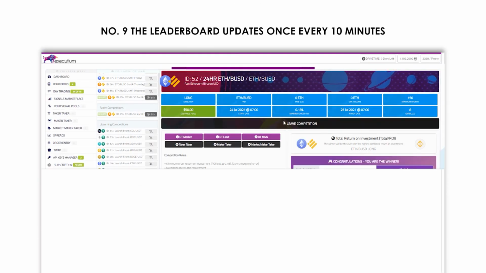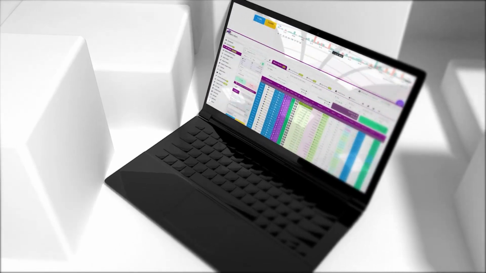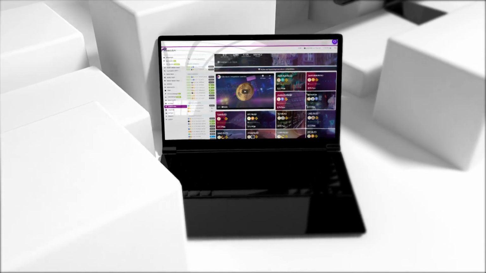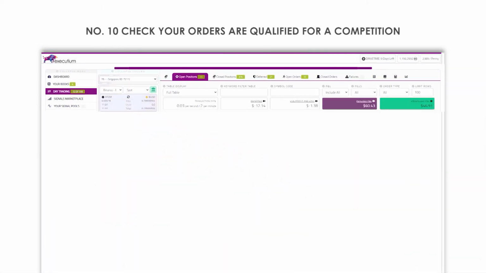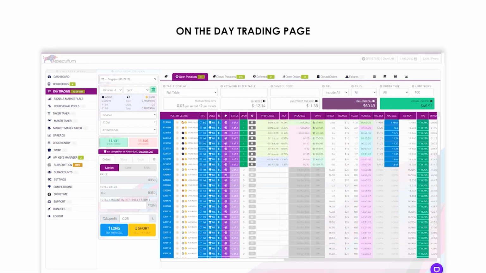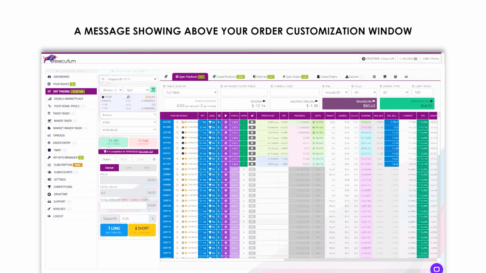Number 9. The leaderboard updates once every 10 minutes. Constantly come check your position on the leaderboard to see the progress of other competitors and use this information to reform your strategies and assess your chances of winning. Number 10. On the day trading page, check that your orders are qualified for a competition. Look for the trophy icon next to your orders, as well as a message above your order customization window.